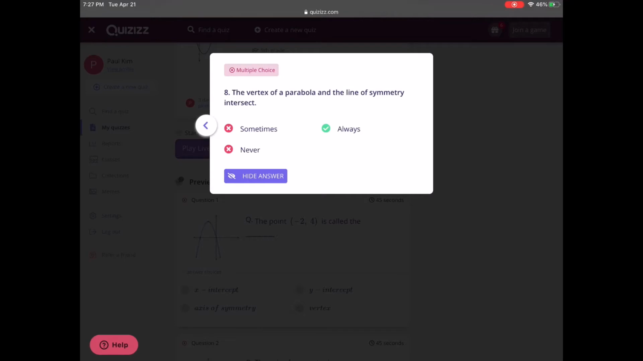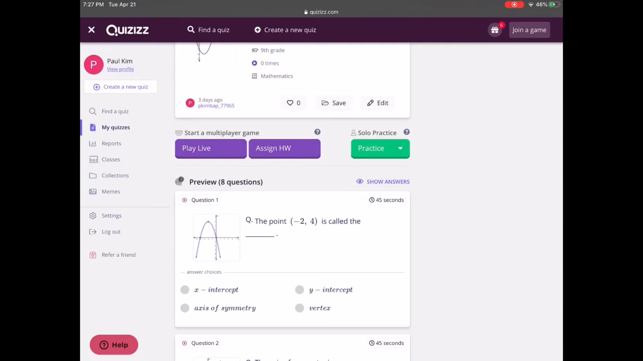So hopefully you guys were able to do well on that quiz. If you didn't, go back and review your mistakes. And then when you're ready, we'll move on to our next activity, which will be a Desmos activity.